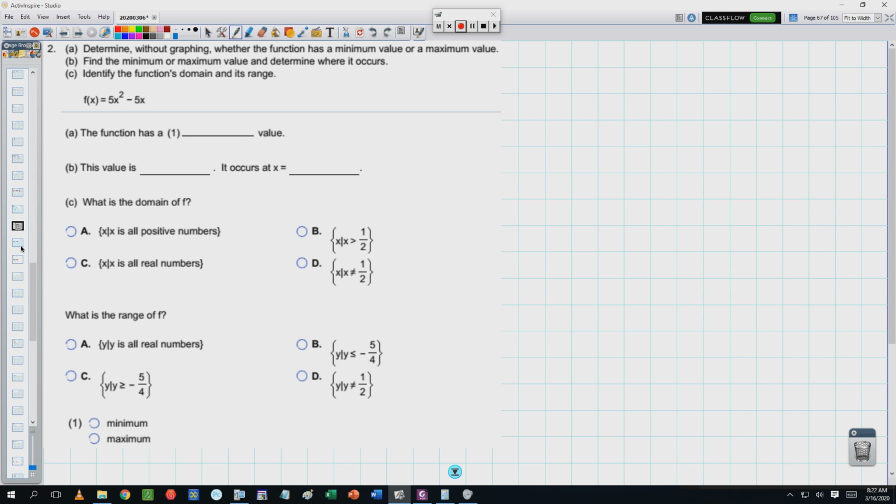Determine without graphing whether the function has a minimum or a maximum value. So we have this parabola here. We have a positive 5 as our a value, and that is going to give us a parabola that looks like this right here. The positive means it's going to be this shape. The 5 means it'll be quite narrow. But this vertex down here is definitely going to be a minimum value. Down here, minimum. The function has a minimum value.